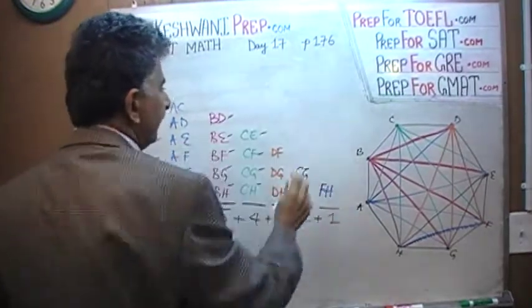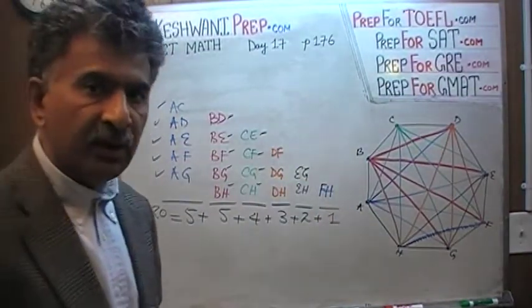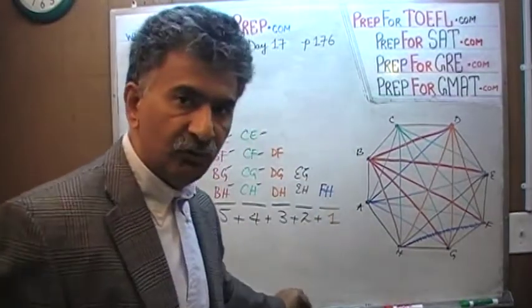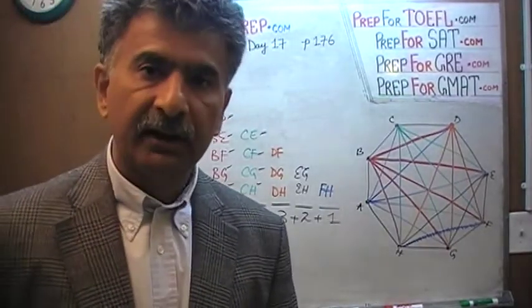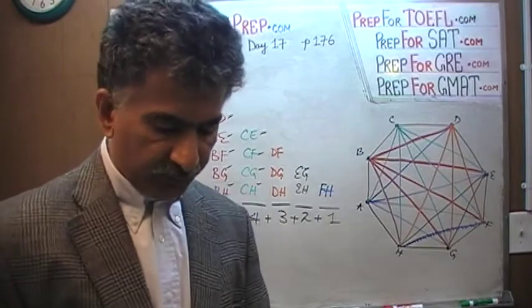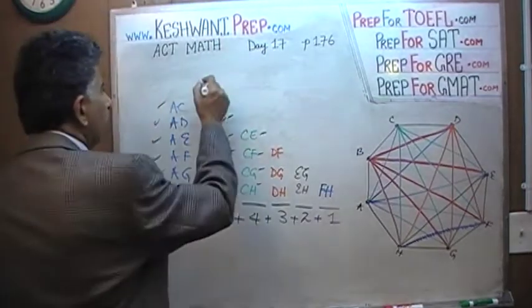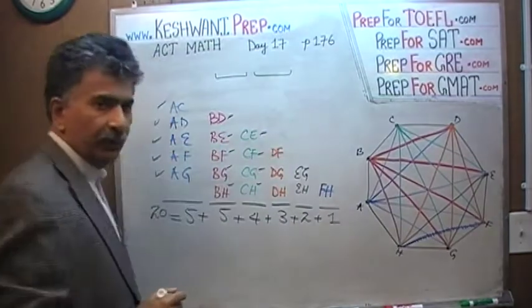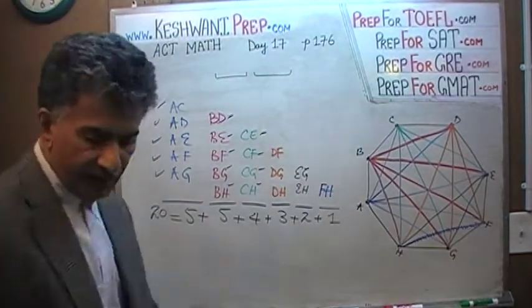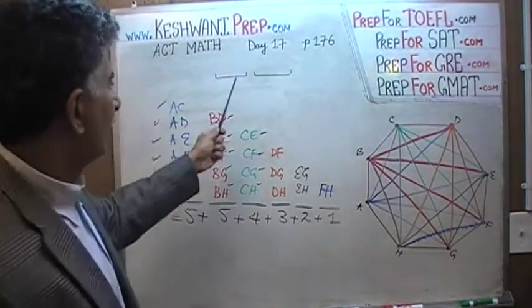So the key here is to understand that we don't have to enumerate all the diagonals. Nobody was asking us to make a list of it. They're simply asking us how many diagonals there are. So ask yourself, a diagonal of course has 2 points, a starting point and an ending point. How many starting points can we have for a diagonal?